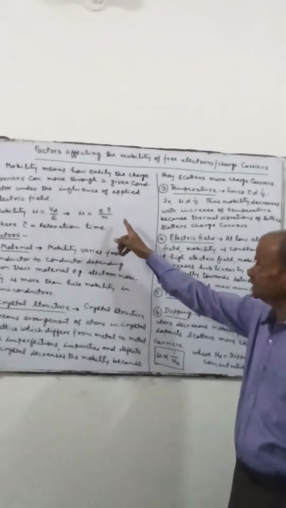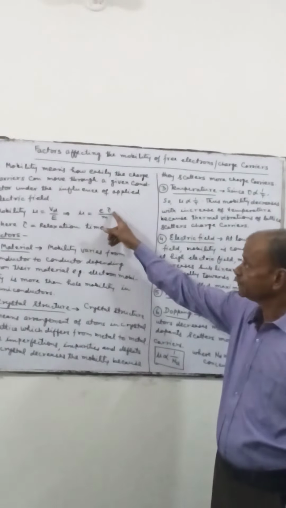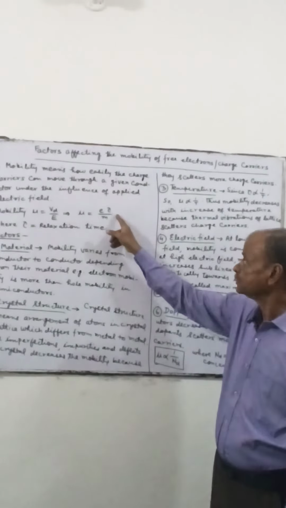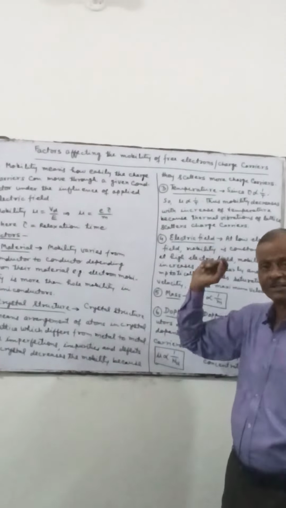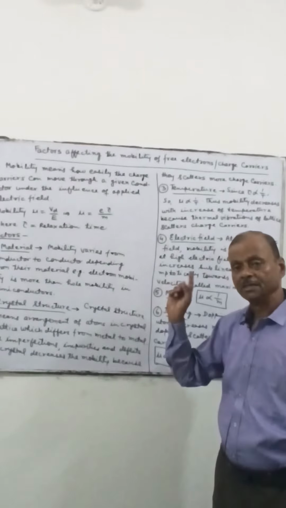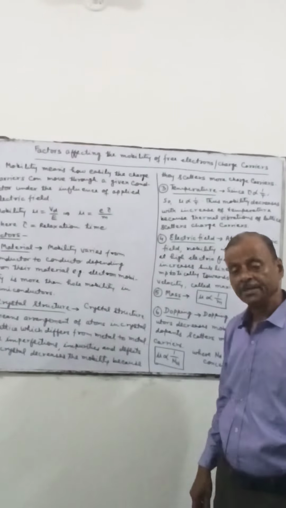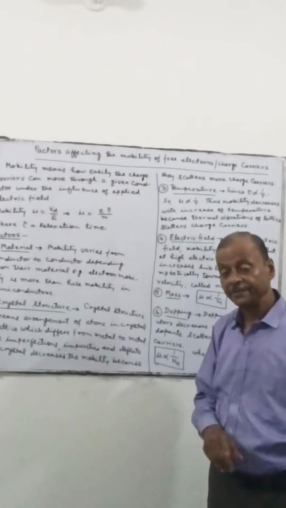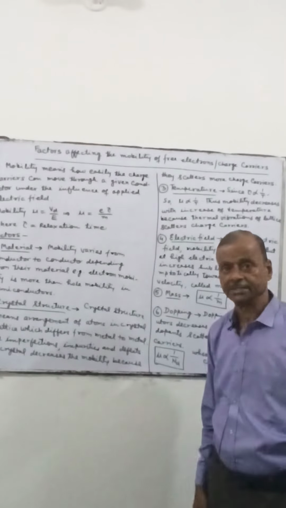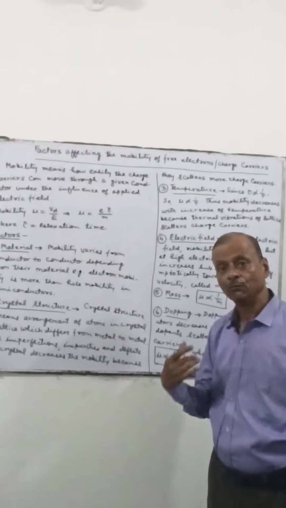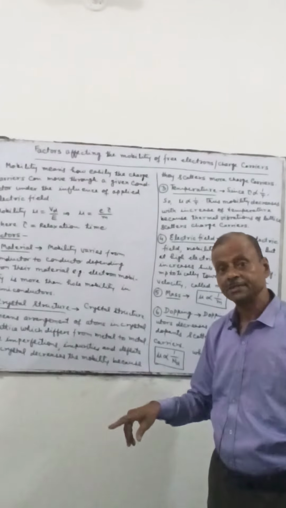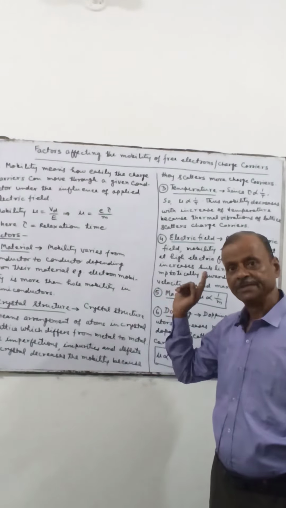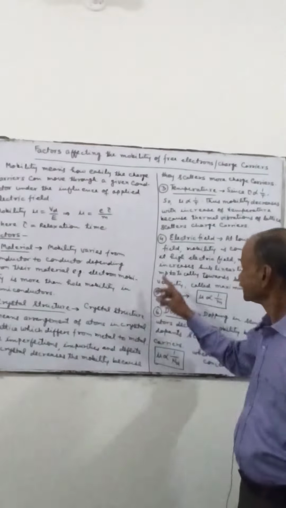Temperature. This relaxation time is inversely proportional to the temperature. So mobility is also inversely proportional to the temperature. It means that when temperature is increased, the mobility decreases. This is because when temperature is increased, the thermal vibrations become more agitated and more frequent. So they scatter the charge carriers, and the mobility of the charge carriers decreases.